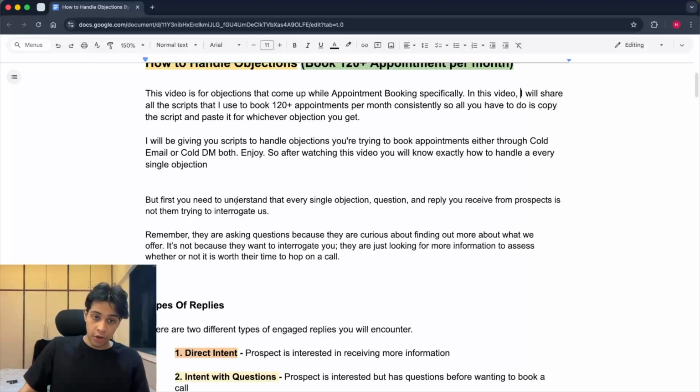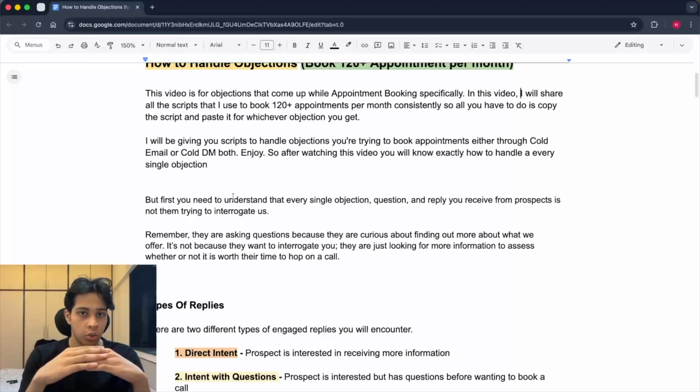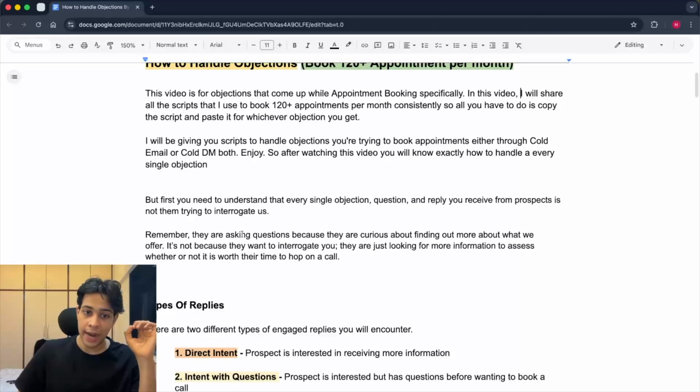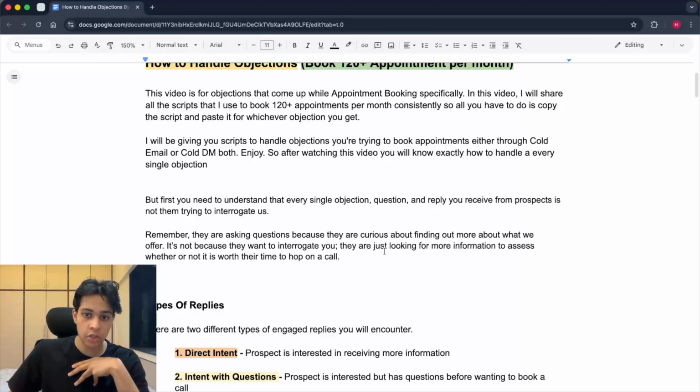So enjoy. But first, before we get into the scripts and the nitty-gritty of things, I need you to have this fundamental understanding of objection handling, okay? Every single objection, question, or reply that you receive from your prospects is not them trying to interrogate you, okay? Remember, they're asking questions because they're curious, okay? They're curious about finding out more about what we offer. It's not because they want to interrogate you. They're just looking for more information to assess whether it is worth their time or not.